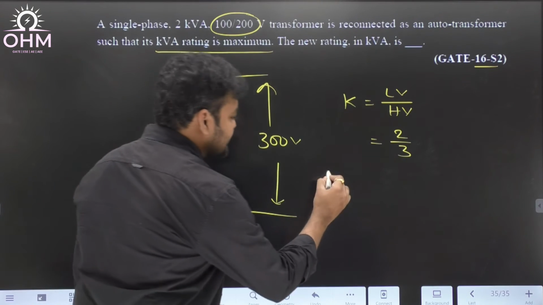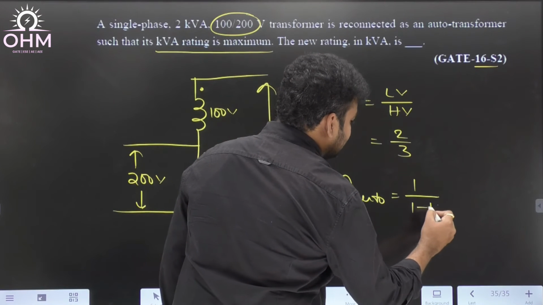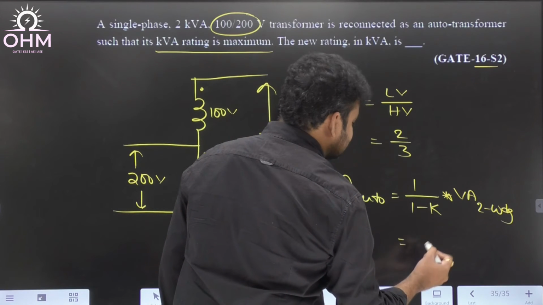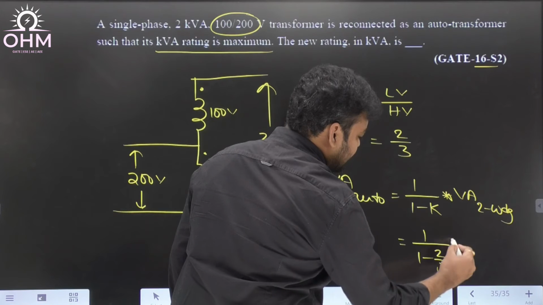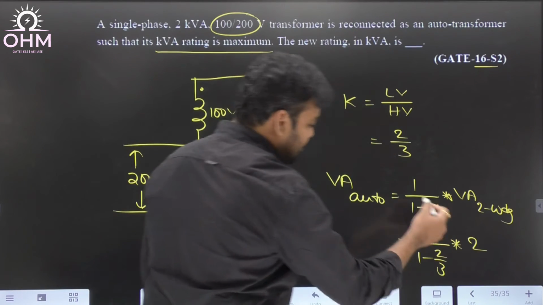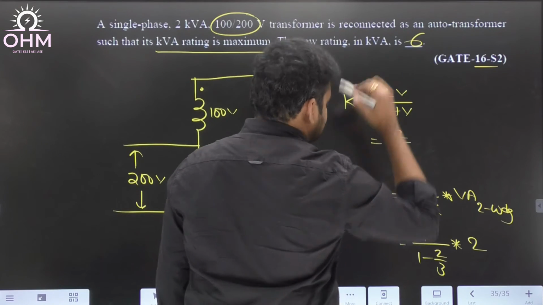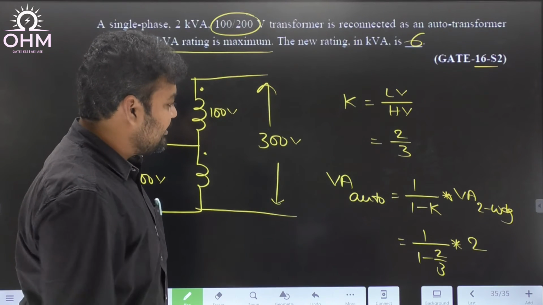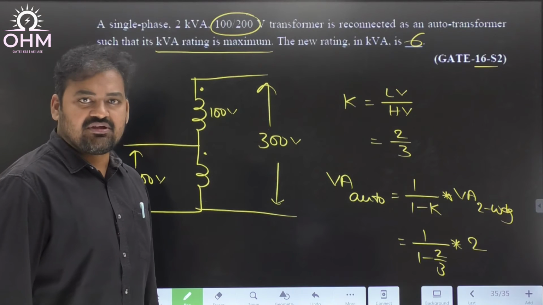If K is 2 by 3, what is the VA rating of the auto transformer? 1 by (1 minus K) times the VA rating of the two winding transformer. So if I substitute 1 by (1 minus 2 by 3), into what is the VA rating of the two winding transformer? 2 kVA. So you will get 3 times 2, which is equal to 6 kVA. So the answer will be 6, isn't it? 1 minus 2 by 3 is 1 by 3, 1 by 1 by 3 is 3, 3 into 2 is 6 kVA. So the maximum kVA possible is 6 kVA.